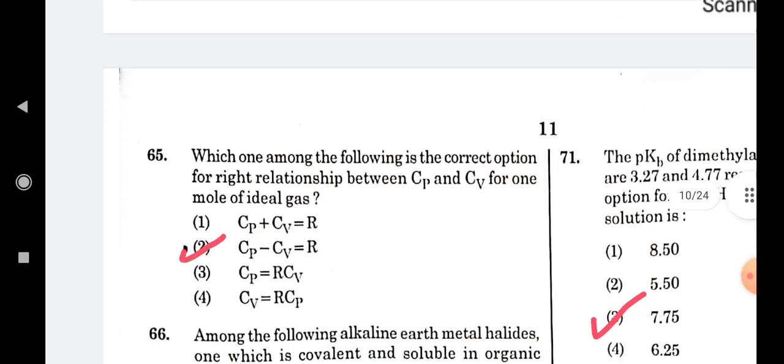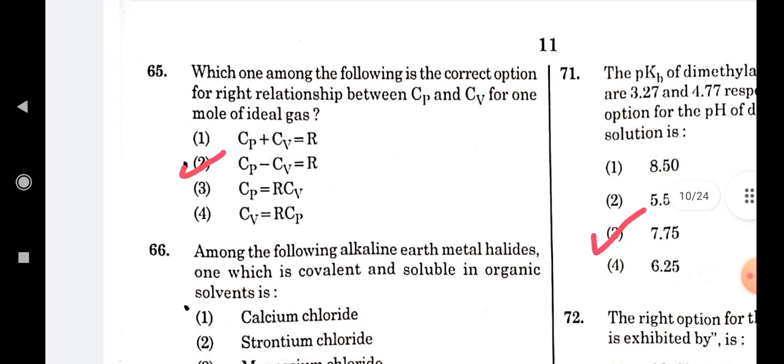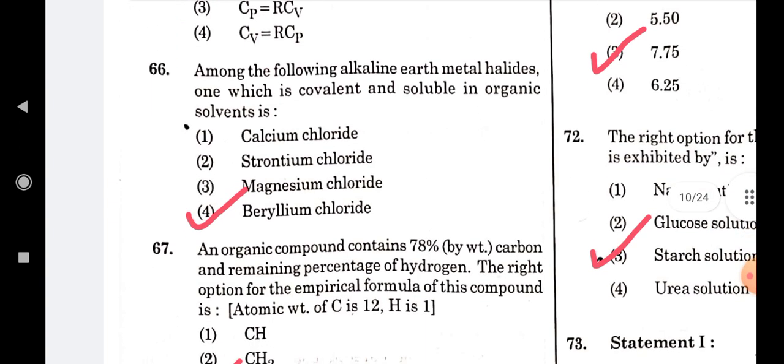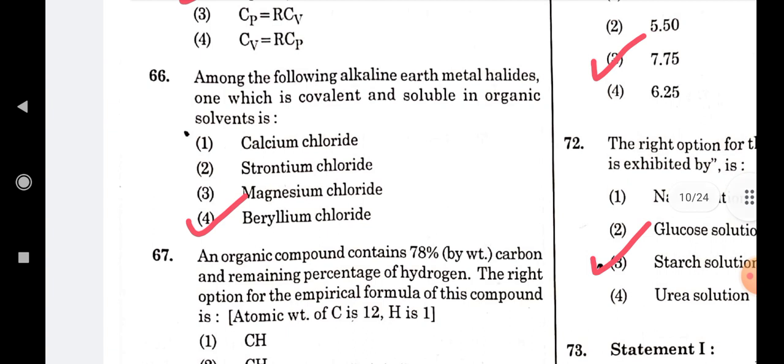Okay. Next we have question number 65. We know that Cp minus Cv equals R. So option number 2 will be the correct answer. Next, among the following alkaline earth metal halides, which one is covalent and soluble in organic solvent? We know that beryllium halide will be soluble in organic solvent, and it will have some covalency.